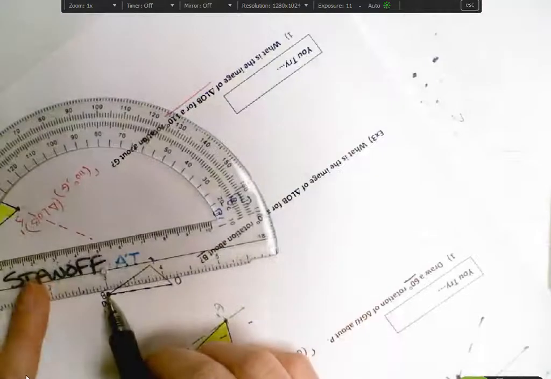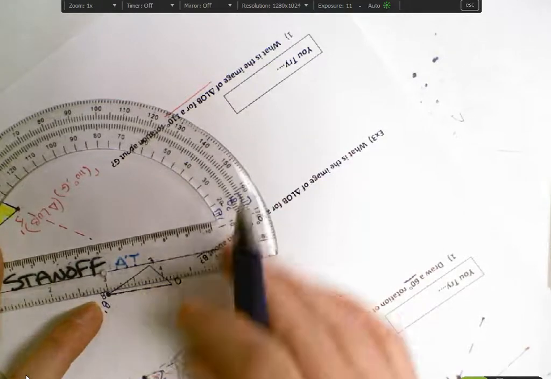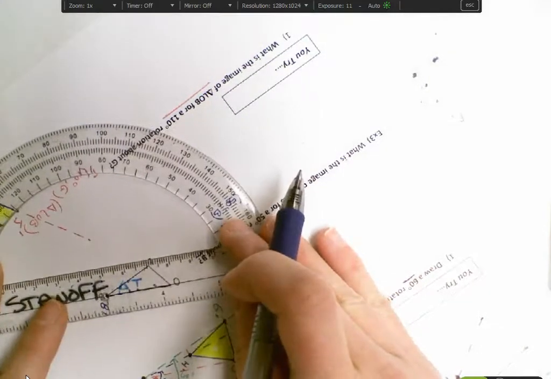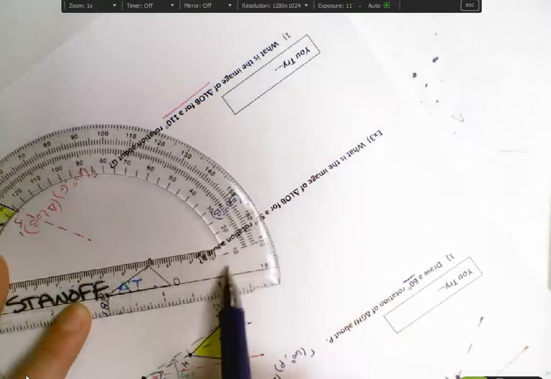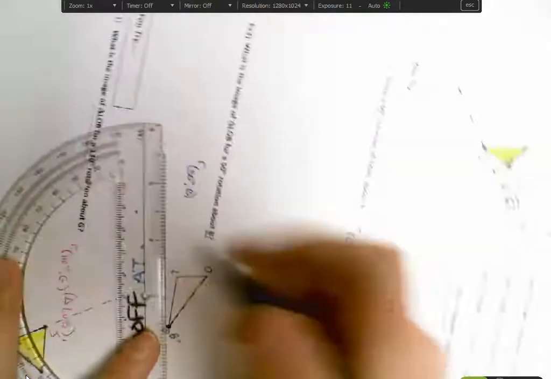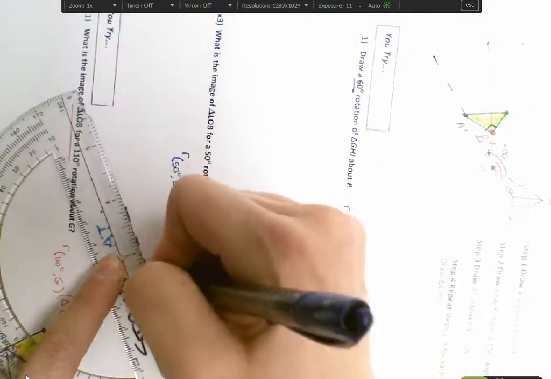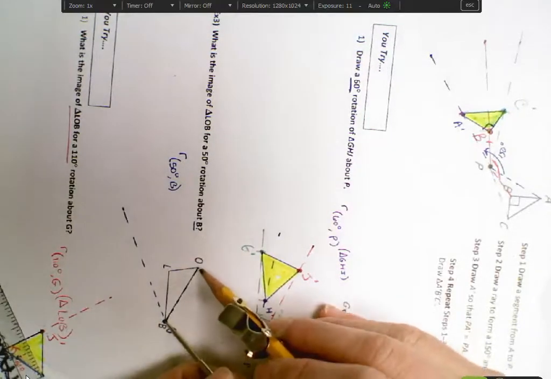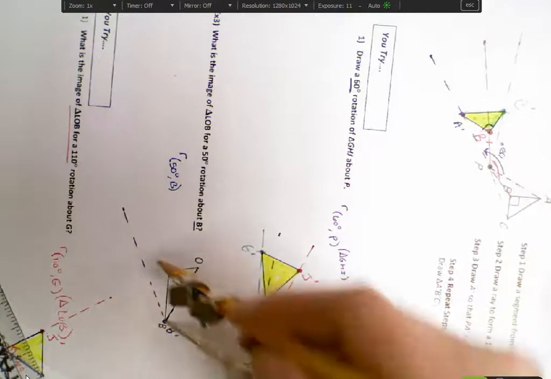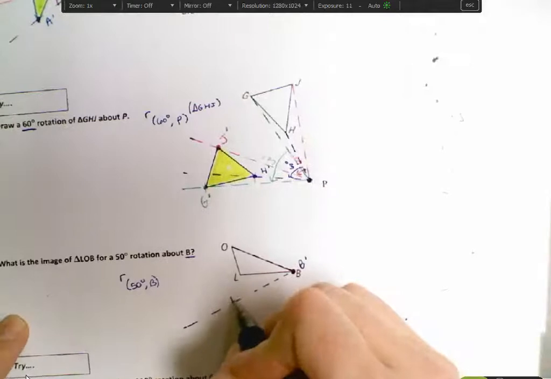From there, I put my protractor on the center of rotation with the dashed line to the right, and I find my degree angle. So it said 50 degrees, so we're going to come up on the inside to 50. From the center of rotation, I create my second dashed line. The next step was to find out how far O is from the center of rotation and mark that on the dashed line, and that becomes my new O prime.